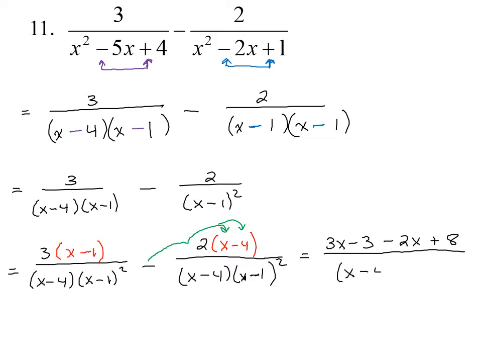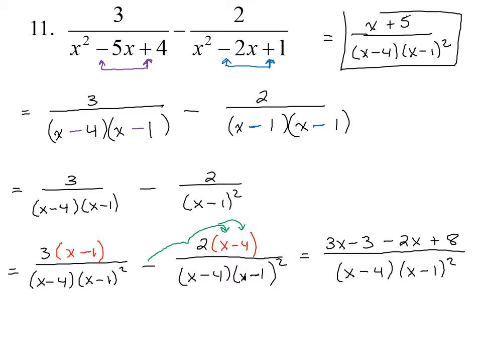And we'll have x minus 4 and x minus 1 squared. Combine your terms together, and we're going to be left with an x on top and a plus 5, which will not simplify with the x minus 4 or the x minus 1 squared. And that's my answer. So be really careful on the minus ones.